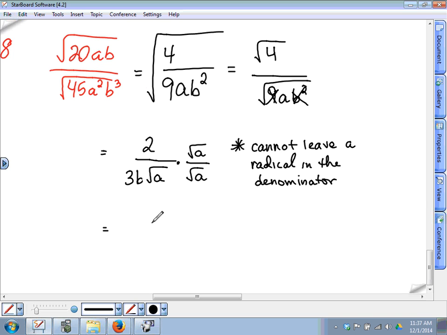So then in the numerator, you're going to have 2 square roots of a. Nothing's really happened to the 3 and the b. That's just going to stay 3b. And then the square root of a times the square root of a is the square root of a squared. And the square root of a squared is a. So that would be the version of the answer that they're looking for. 2 square roots of a over 3ba or 3ab if you want to do alphabetical order.